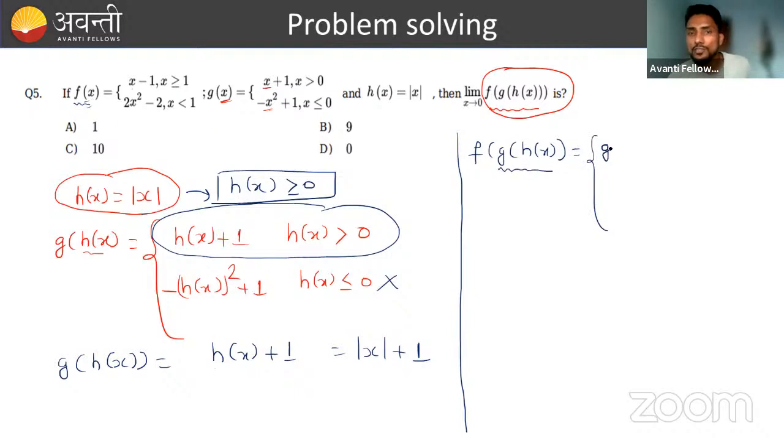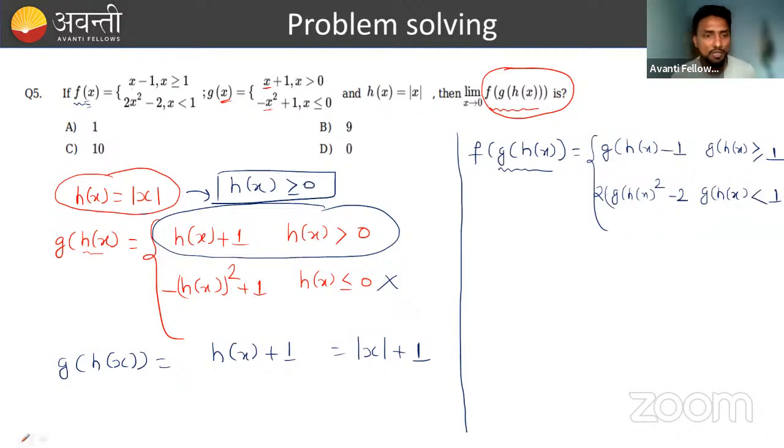So it will be g of h of x minus 1 if g of h of x is greater than or equal to 1, and 2 into g of h of x whole square minus 2 if g of h of x is less than 1. Now if you observe this equation g of h of x, you know that it is mod x plus 1, and mod x is always greater than or equal to 0, and it is plus 1 only.